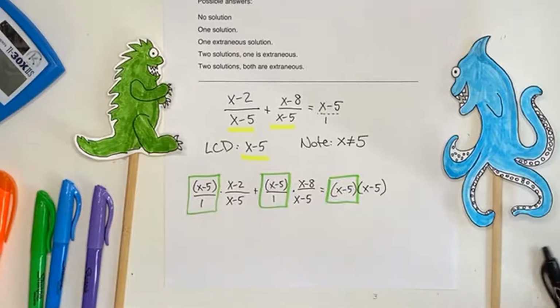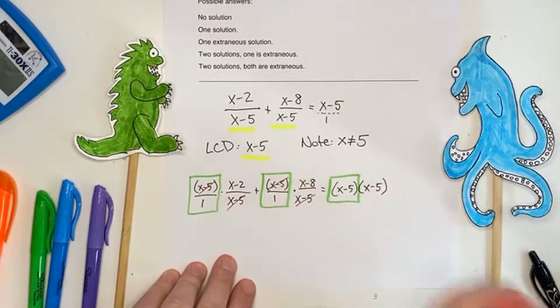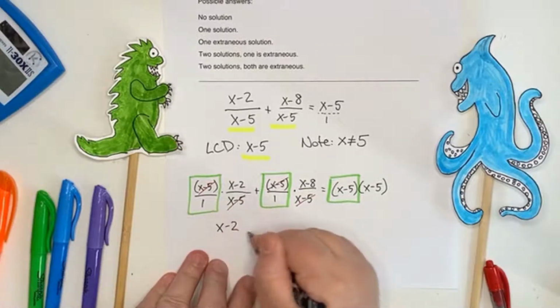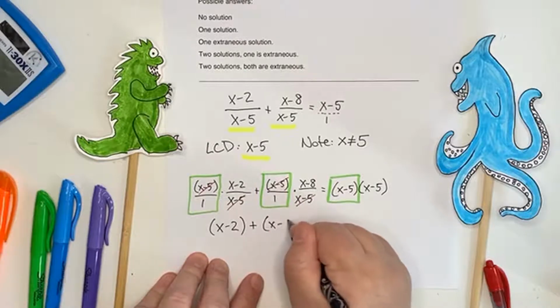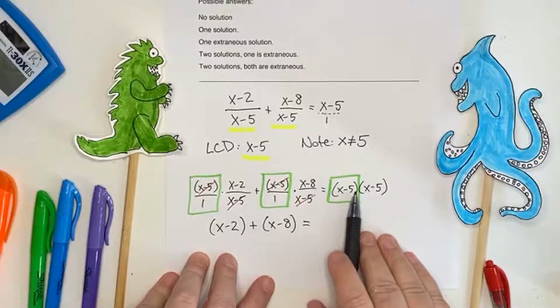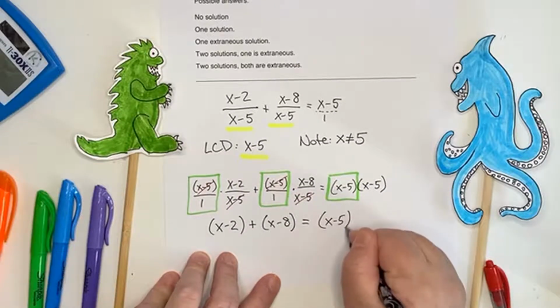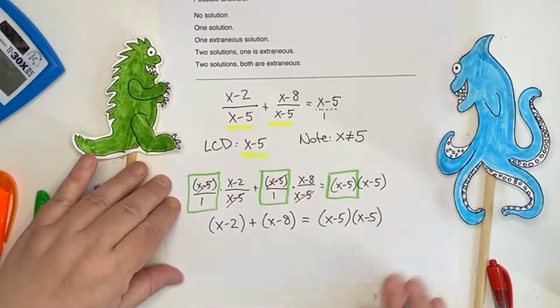Okay, so the good news is that on the left, they cancel. Oh, thank goodness, right? So I end up with x minus 2 plus x minus 8. But then over here, I end up with x minus 5 times x minus 5. So I'm going to have to multiply this out, which I will do in the next step. So far, so good? Okay.